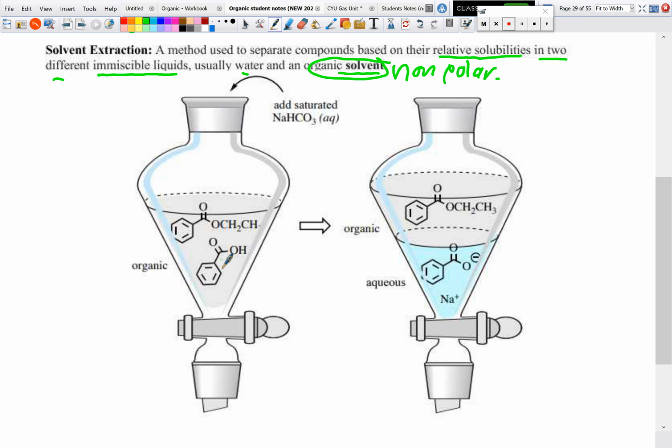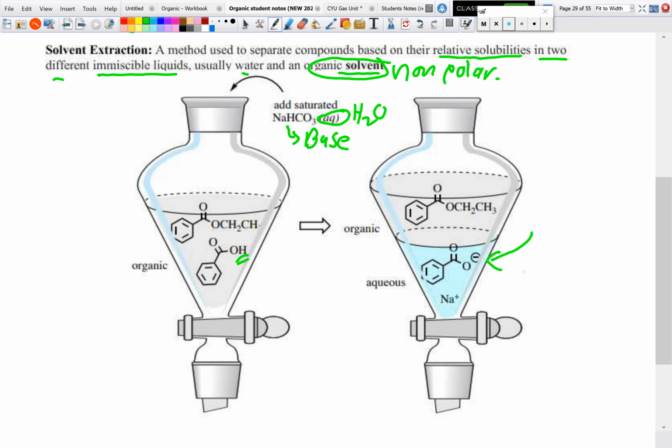These are both kind of polar as well. So if we toss in some sodium hydrogen carbonate, which is a base, and it is aqueous, so that means we have water in this base, you'll notice that we have a carboxylic acid, so we end up getting an acid-base reaction. We're going to remove this hydrogen and create the ion, which we can see right here.